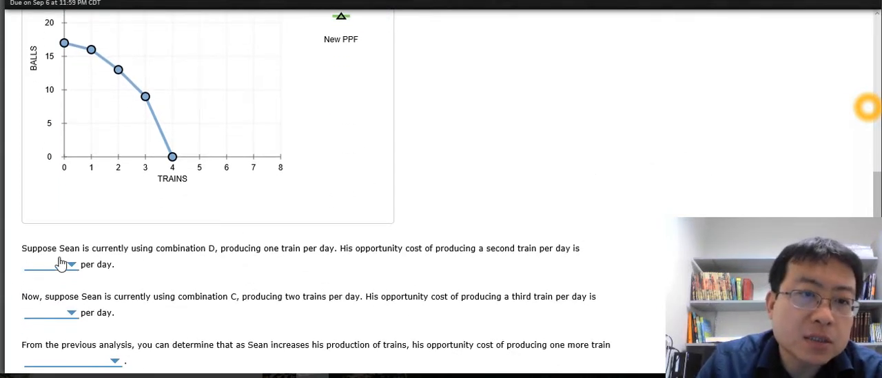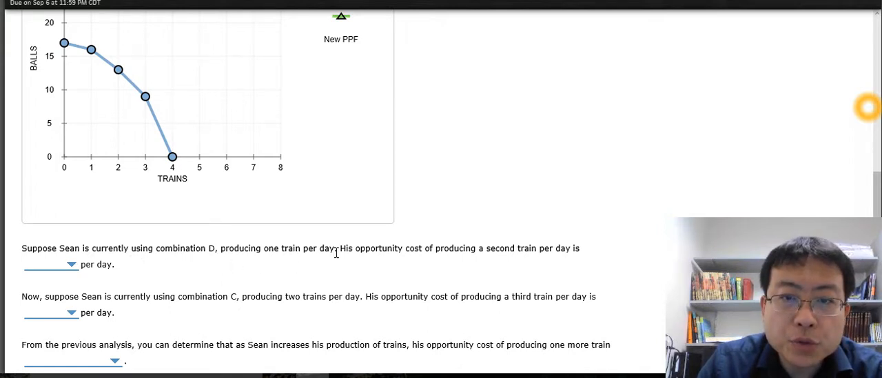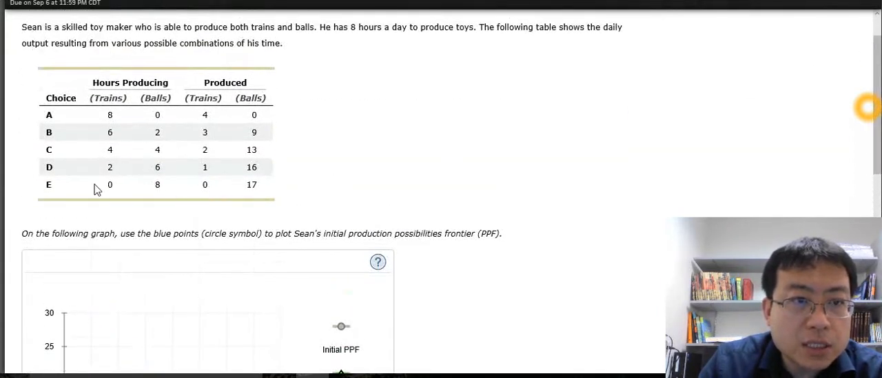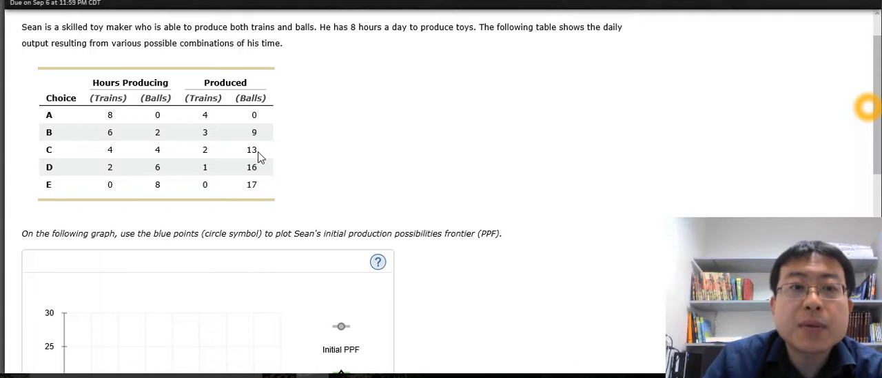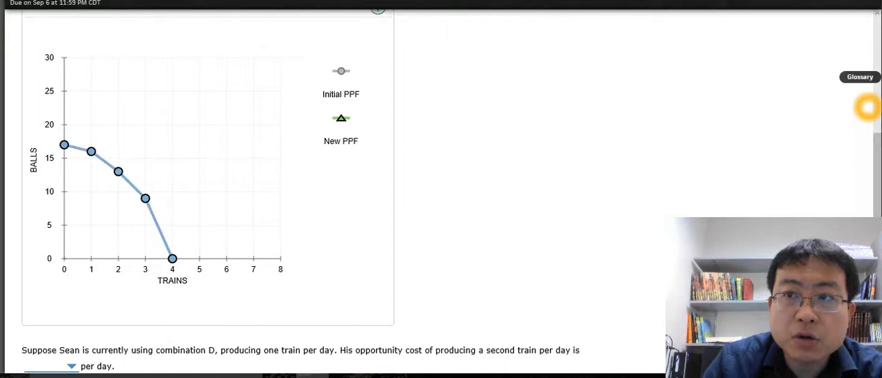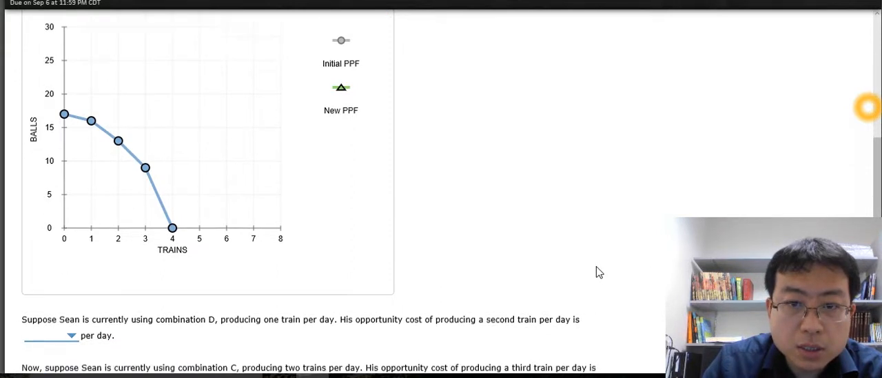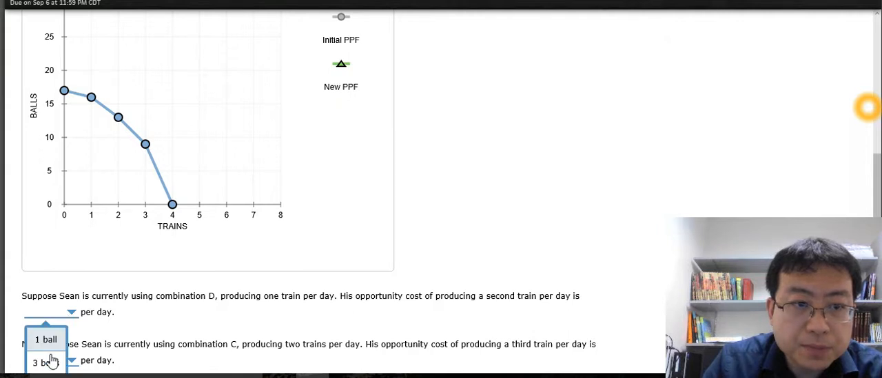So suppose Sean is producing point D, producing 1 train per day. His opportunity cost of producing a second train per day is how much? Now if you look at point D over here, let's go up. So at point D, Sean is producing 1 train and 16 balls. Now if Sean decides to produce 1 more train, so he will go from point D to point C, where he can produce 2 trains. But if Sean produced 2 trains, he can only produce 13 balls. So which means by producing 1 more train, he will give up production of 3 balls. So the first opportunity cost is going to be 3 balls per day.